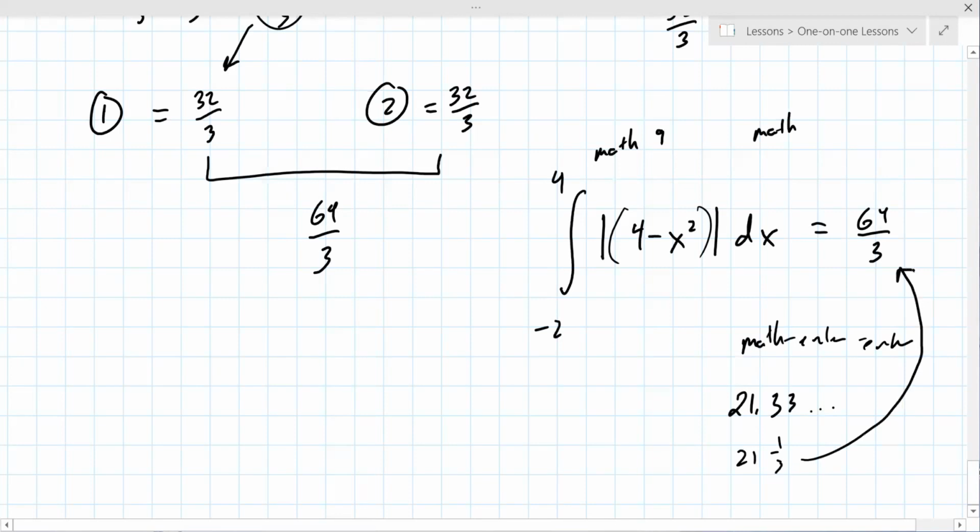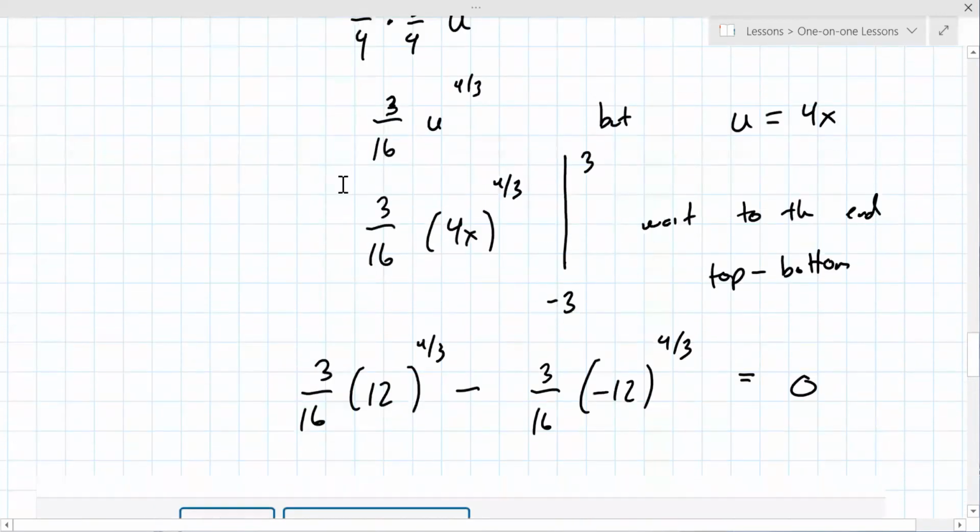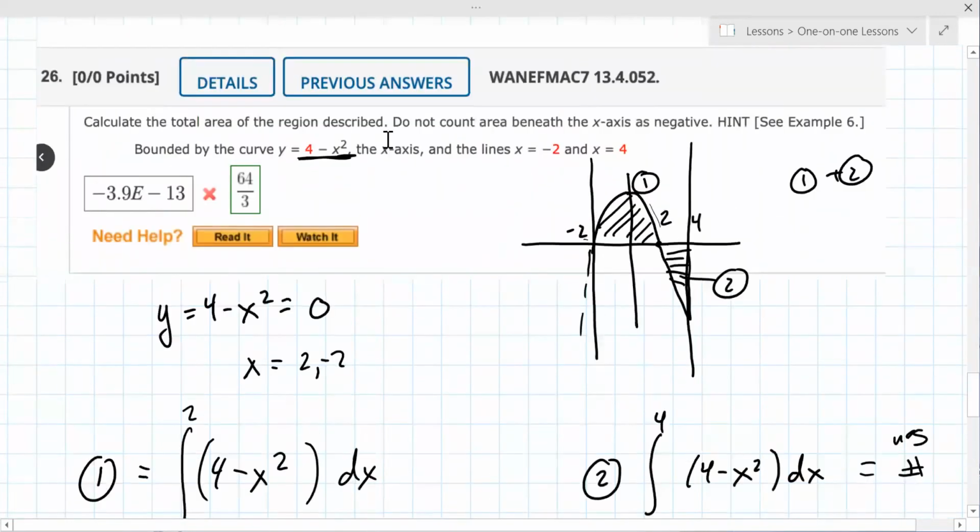64 over 3. Okay. So again, if you're not sure how I got that, if you go back to the original problem, you just take the function, the curve, and you use these two bounds, but you have to do it inside absolute value. If you do it inside absolute value, it'll give you the full answer right there every time.